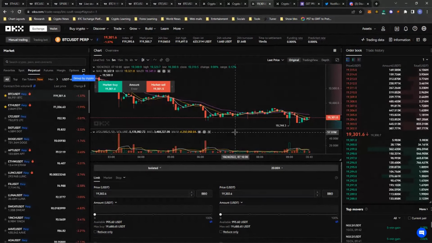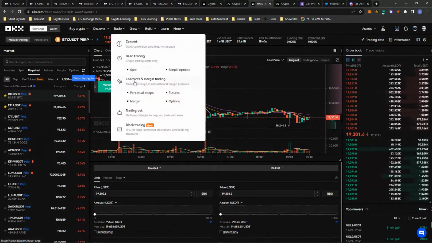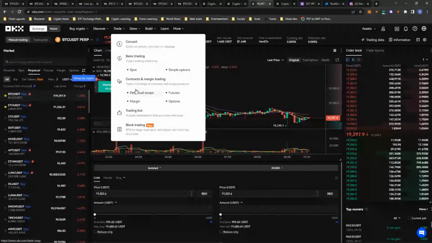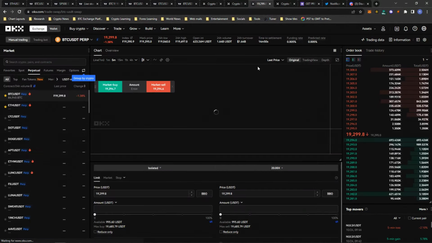And today we're going to just be looking at how to get that first trade in on the contracts platform. So we're going to be trading perpetual swaps. So if you hit the contract margin trading tab, your screen will load same as mine.